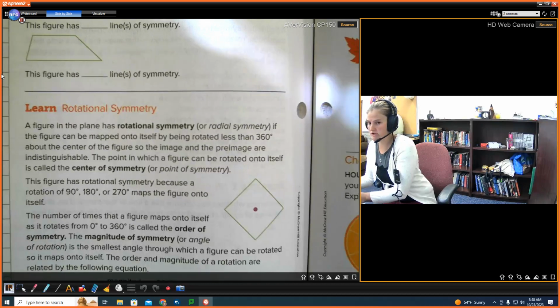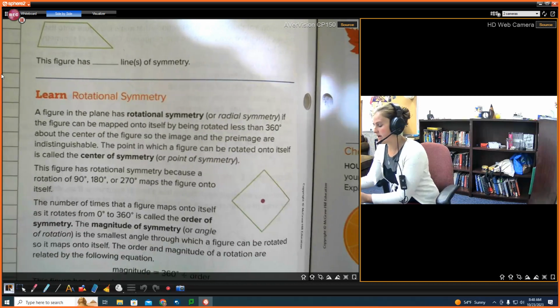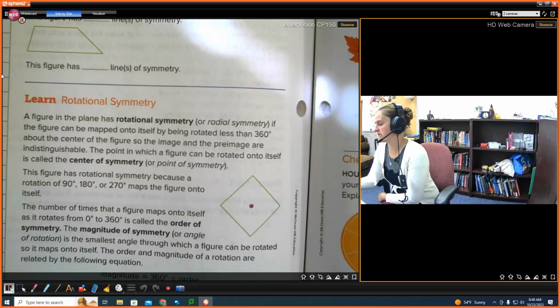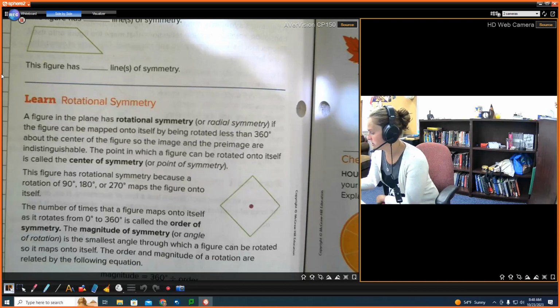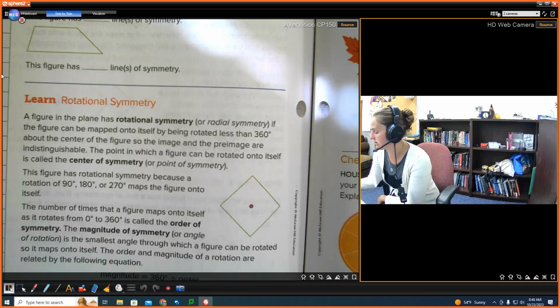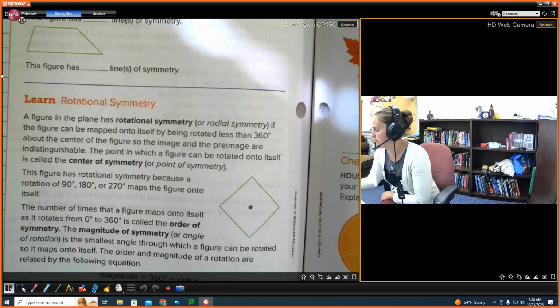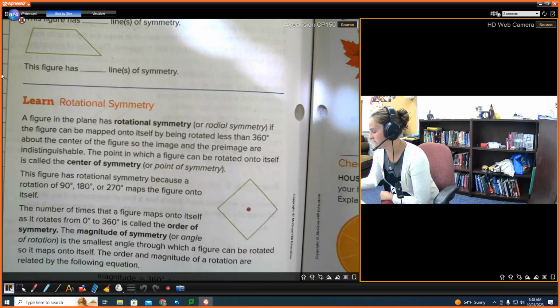It might not be. We just have to identify if it is. A figure in a plane has rotational symmetry or radial symmetry if the figure, this is on page 276, can be mapped onto itself by being rotated less than 360 degrees about the center of the figure. So the image and the pre-image are indistinguishable. The point about which the figure can be rotated onto itself is called the center of symmetry or the point of symmetry. This figure has rotational symmetry because a rotation of 90 degrees, 180 degrees, or 270 degrees maps the figure onto itself.